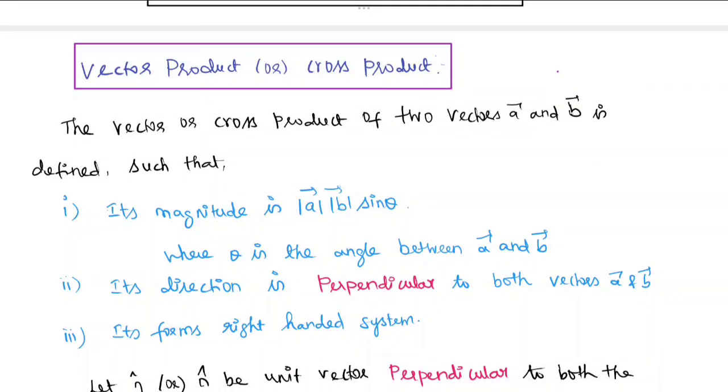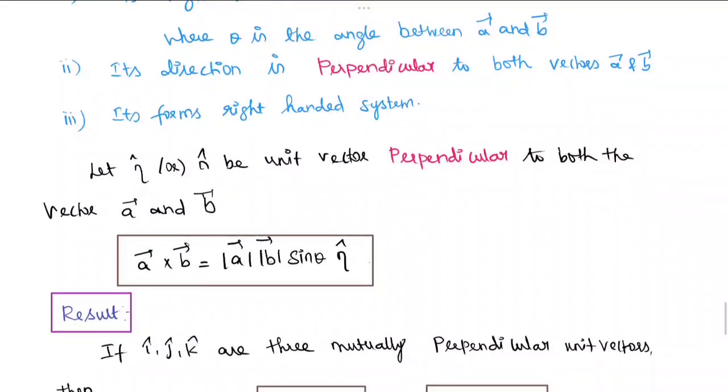So next, vector product or cross product. The vector or cross product of two vectors A and B, its magnitude can be written like this: equal to A B sin theta, where theta is the angle between A and B. Its direction is perpendicular to both vectors A and B, so it is a right hand system. Here n cap is the unit vector perpendicular to both vectors A and B. So this is the important formula.